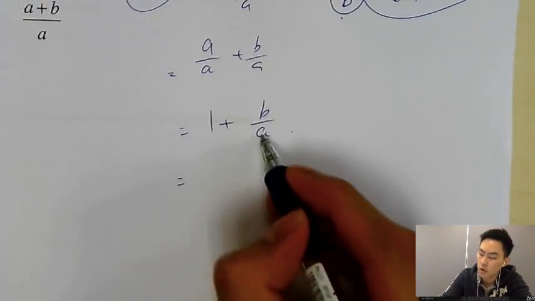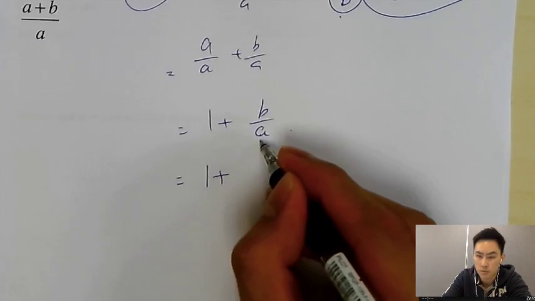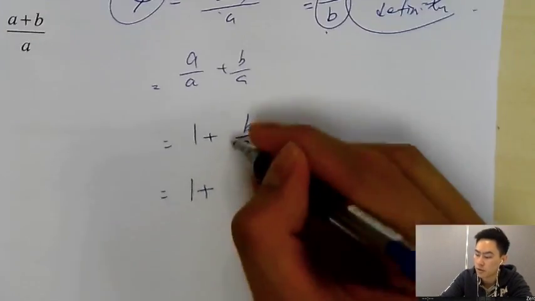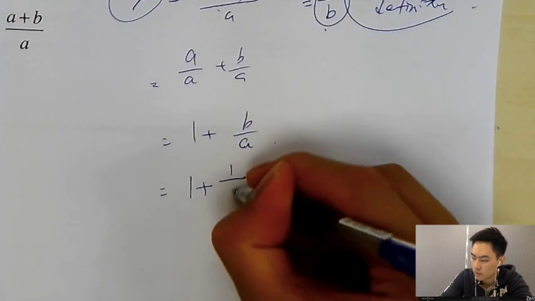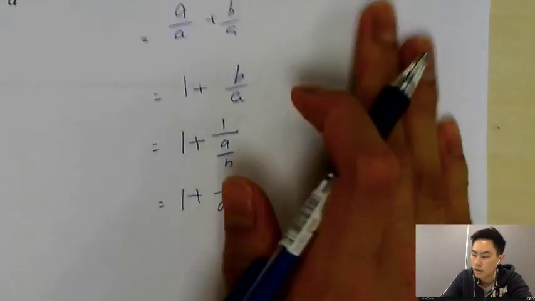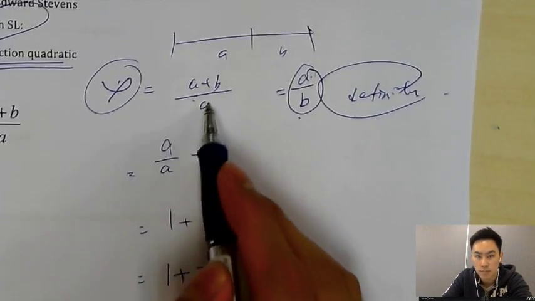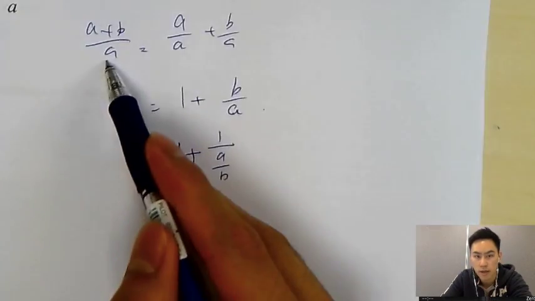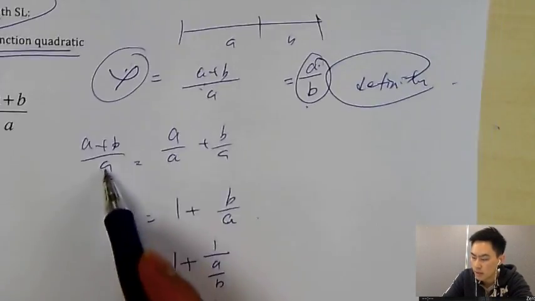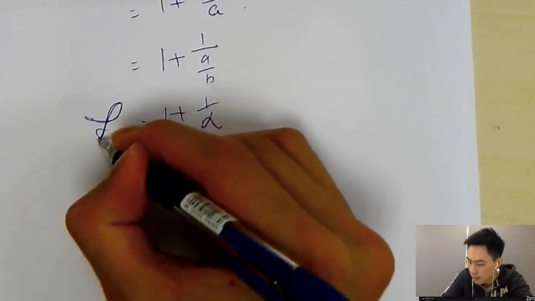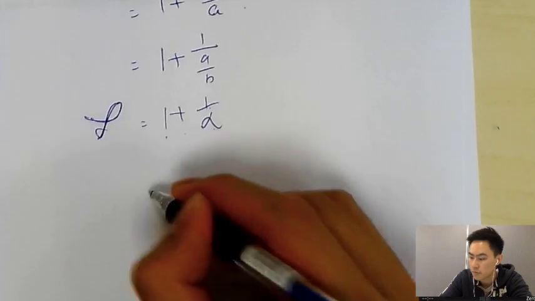So for b over a, you can actually write what? This is the reciprocal of phi, right? So you can say it is 1 over a over b, so that is actually 1 over phi. But this whole thing is a plus b over a, right? So we're still talking about the left-hand side being a plus b over a, and at the same time it is equal to phi. So you can write phi is equal to 1 plus 1 over phi.